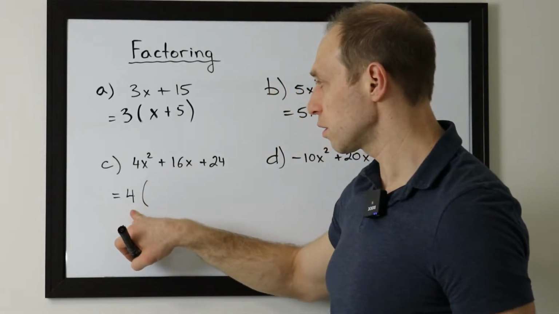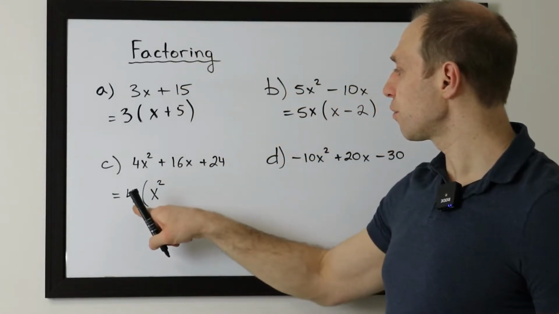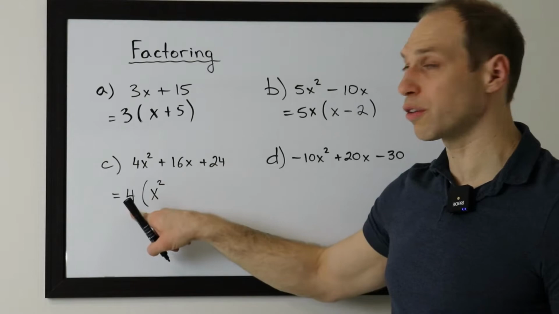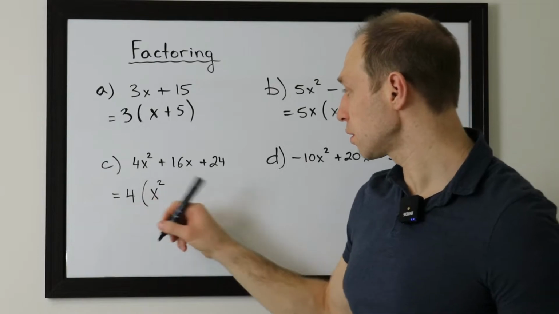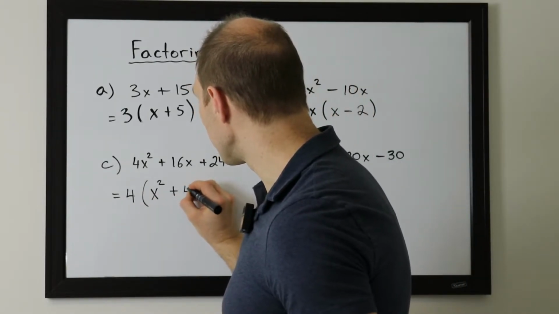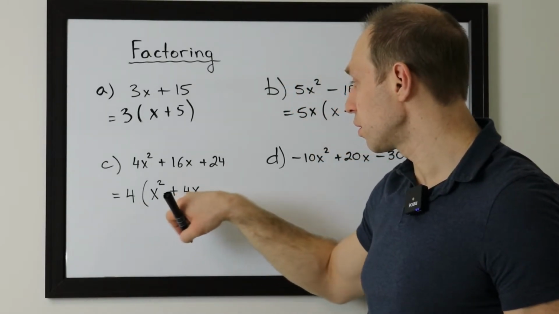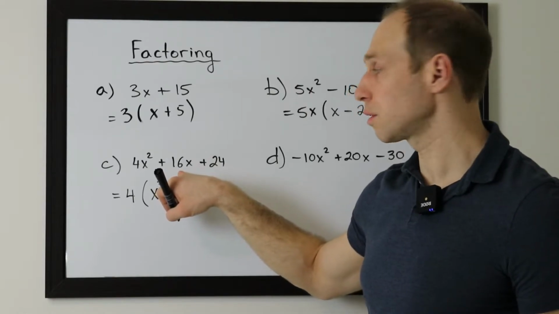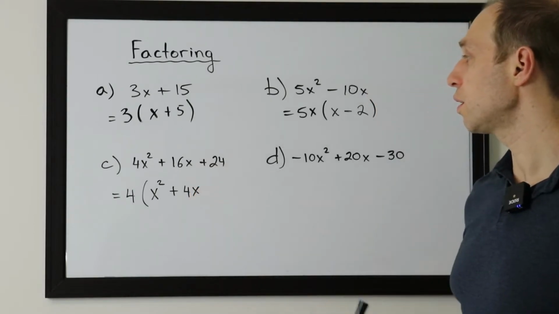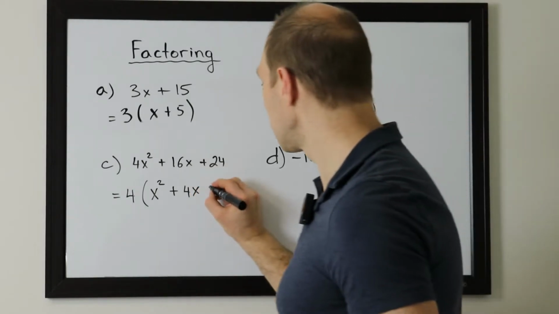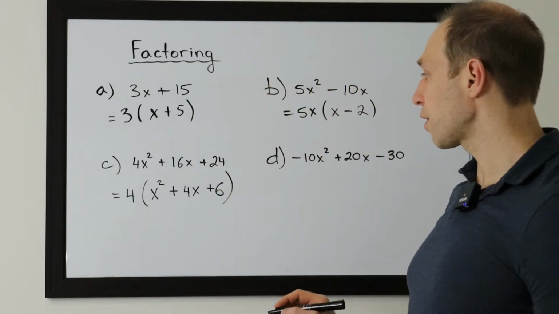4 times what gives us 4x squared? Well, the answer is x squared. What would you multiply 4 by in order to get 16x? 4 times 4 gives us 16. So it'd be 4. And you have to have an x present as well. So 4 times 4x will give us 16x. 4 multiplied by what number will give us 24, and the number would be the number 6. So we write the number 6, and we can close the bracket. Okay, we cannot factor it further.